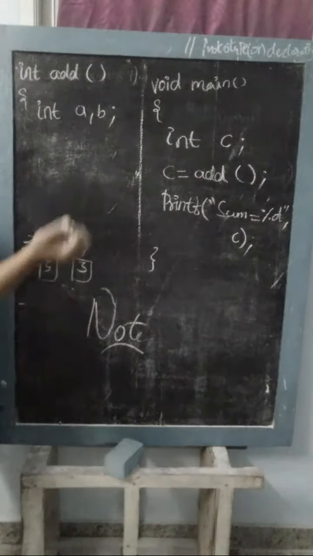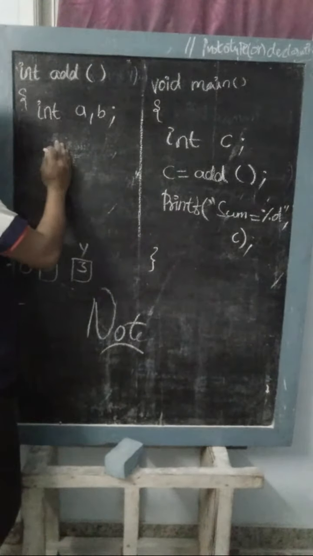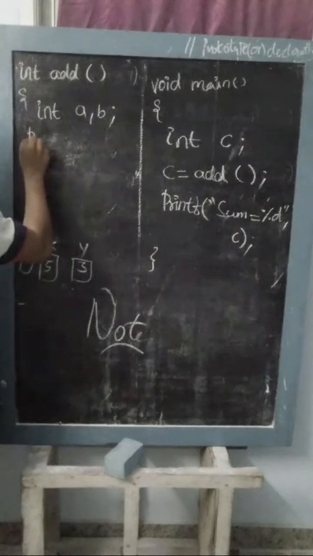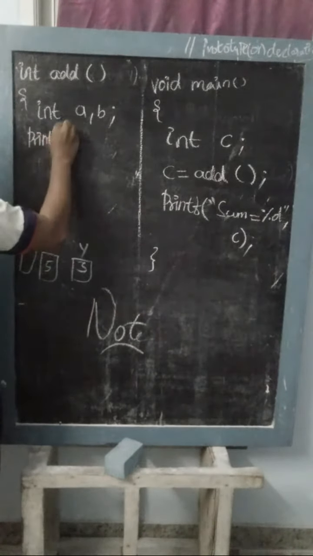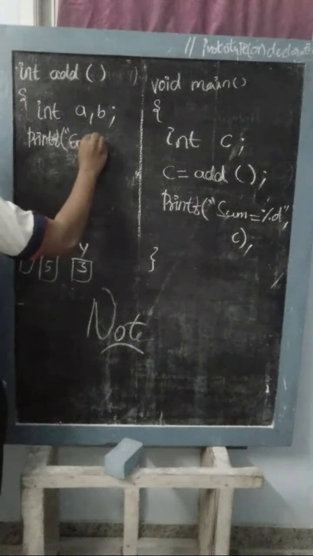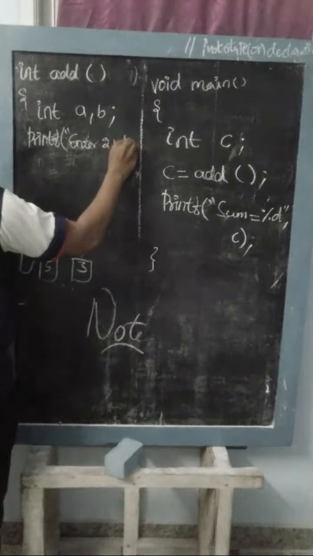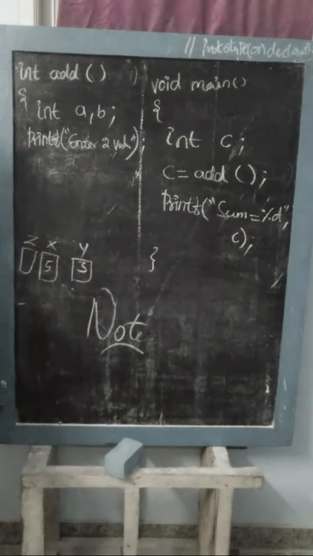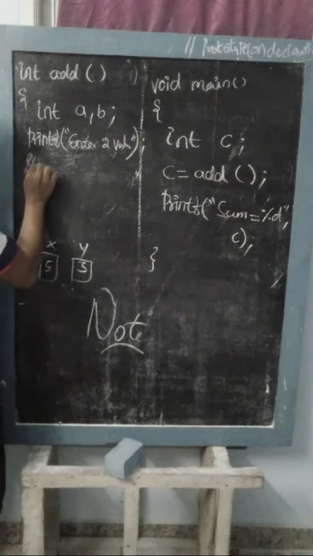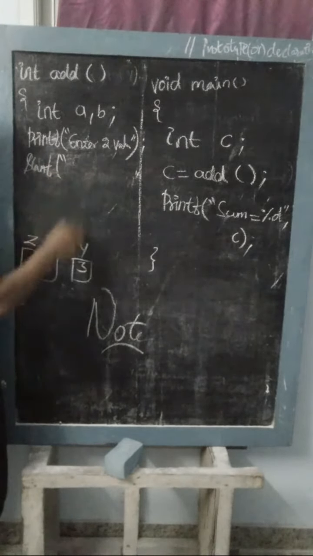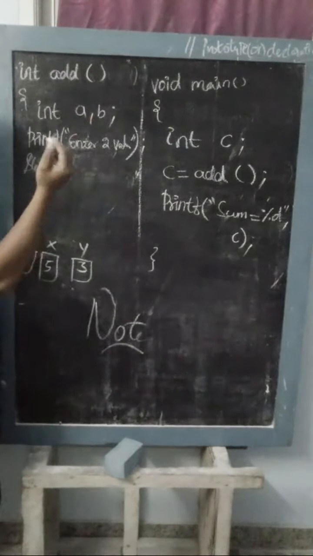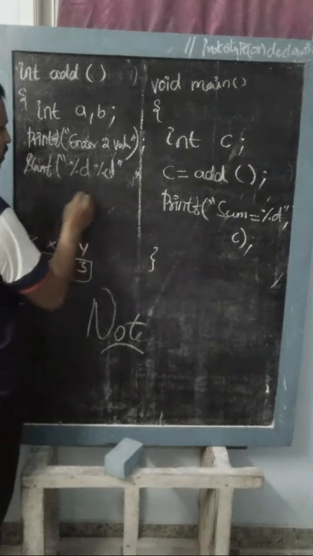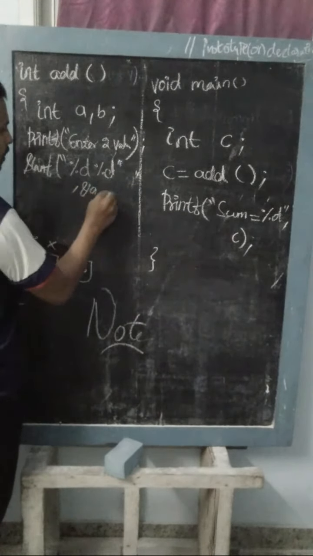All the getting and printing will be here. So printf, enter two values, and scanf. How many values do we need to get? There is a value and b value. There are two values, so %d %d, comma address of a, comma address of b.